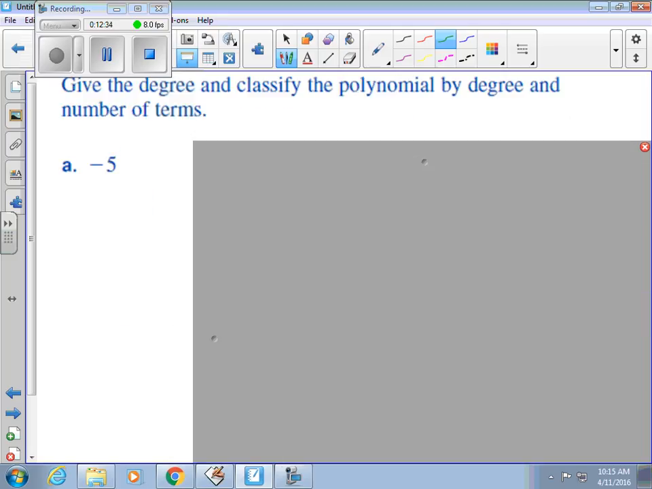Let's do these. Let's classify this. Let's give the degree. Let's do the same 3 things we just did for the example. Just take a couple of seconds on each one of these. How many degrees does it have? What would you call it based on its degree? And what would you call it based on how many terms it has?